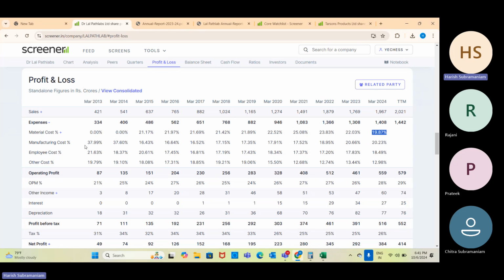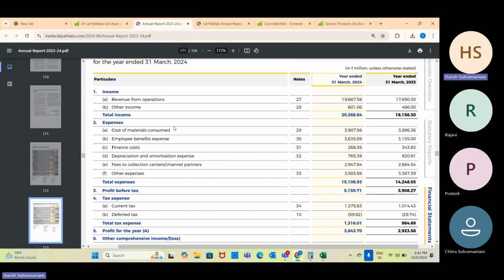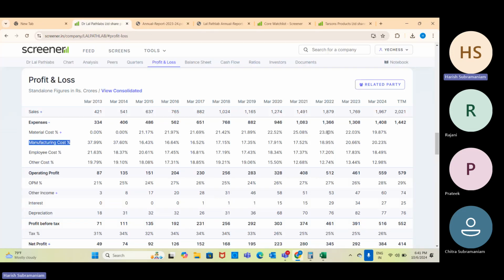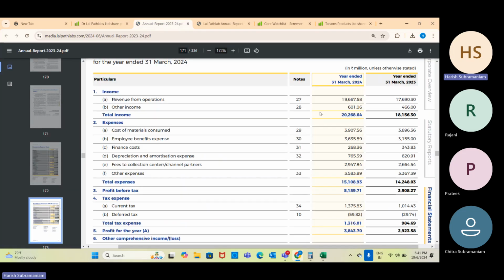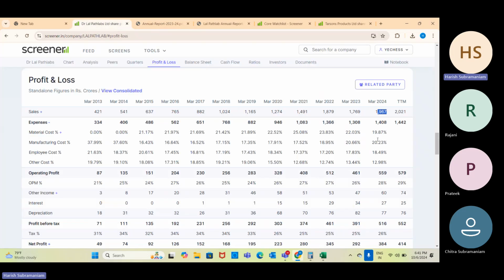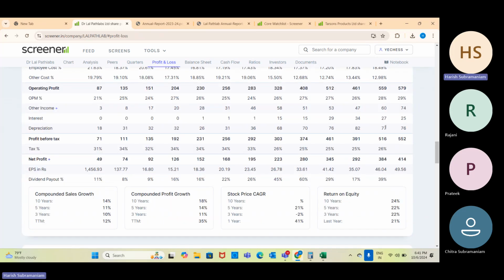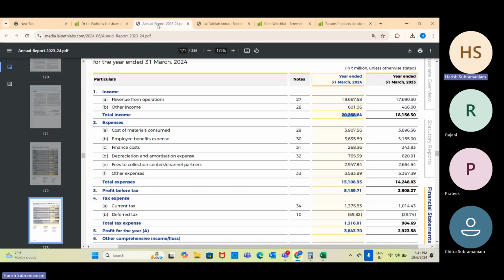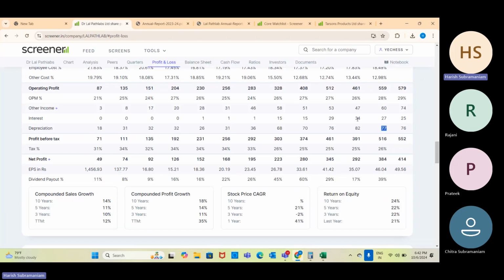In the same way, for manufacturing cost, we are not sure how they have taken it. We don't have a direct manufacturing cost here, so they have combined some different things and taken it. But in general, when we compare this to the statement in the annual report, we see that the key things are more or less matching. Then depreciation over here is 77. How much is the depreciation? See, 765.39, so it is 76.5, which they have rounded off to 77.